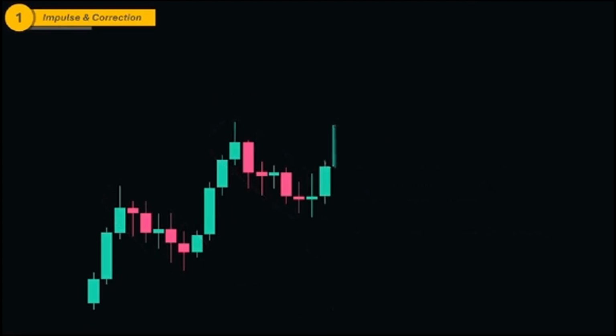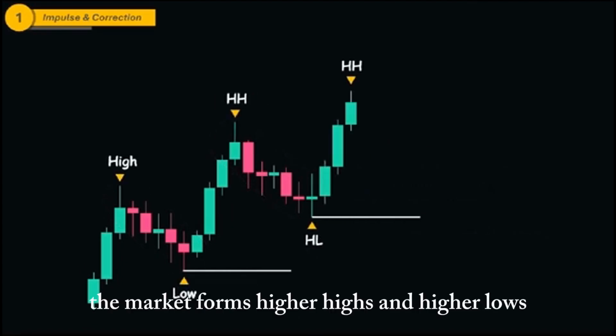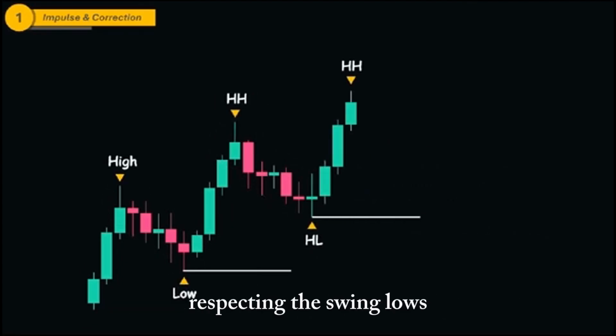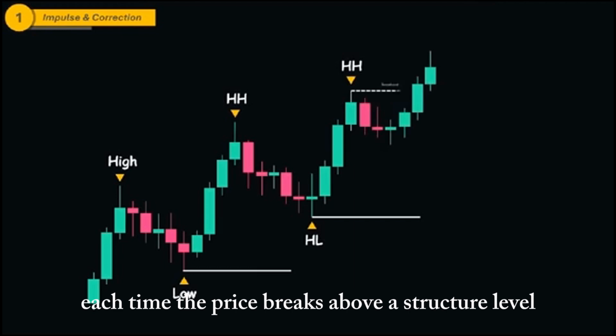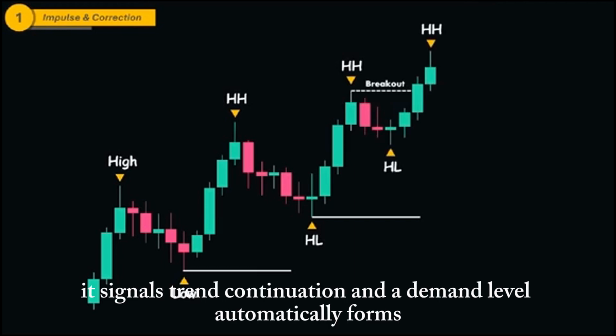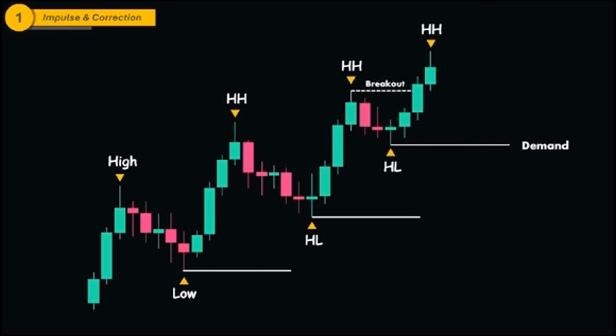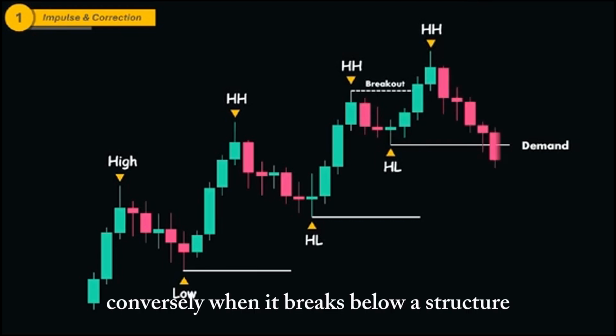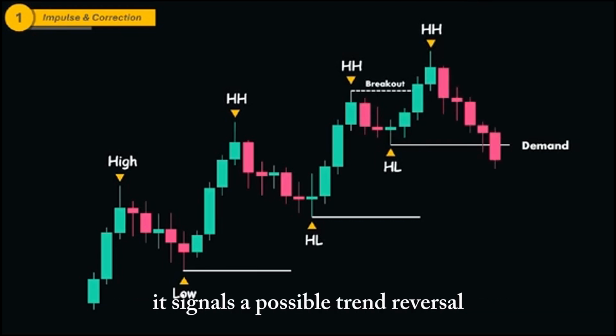In an ideal trending scenario, the market forms higher highs and higher lows respecting the swing lows. Each time the price breaks above a structure level, it signals trend continuation, and a demand level automatically forms. Conversely, when it breaks below a structure, it signals a possible trend reversal.